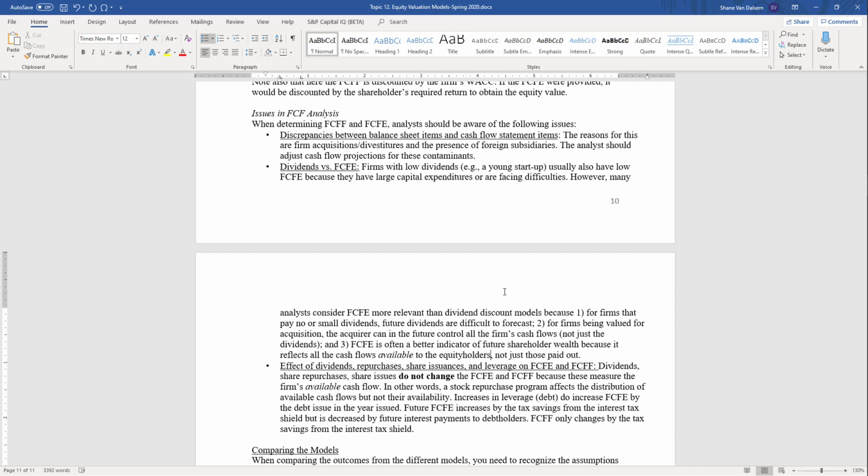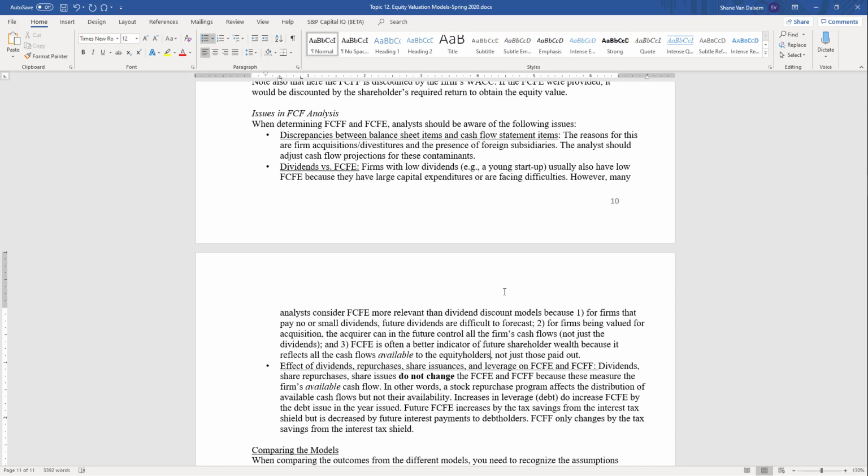Okay. With these calculations and the numbers we're getting, we're finding the cash that is available to be paid out to the equity holders for the FCFE and to all the investors with FCFF. And so those being paid out don't affect that number. In other words, a stock repurchase program where the company is paying out cash for stocks affects the distribution of available cash flows, but not their availability.